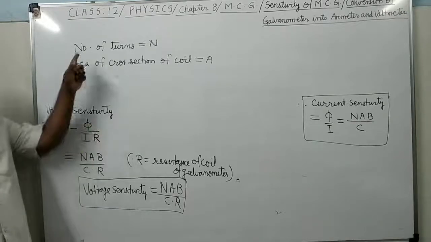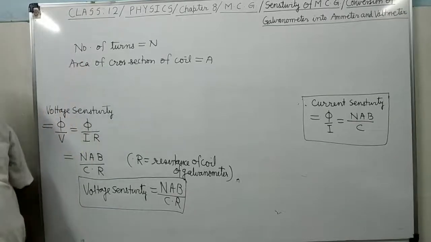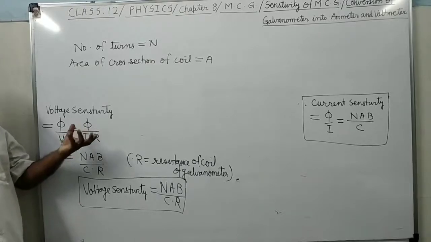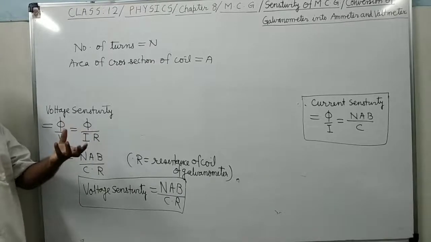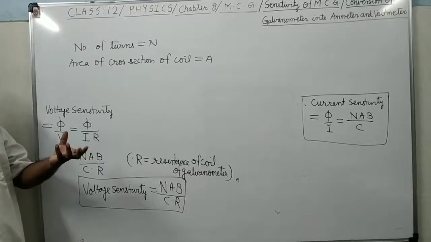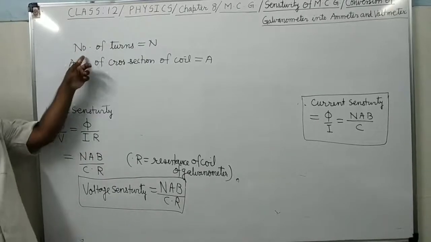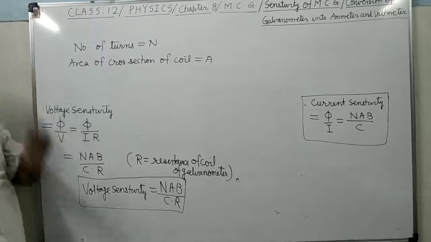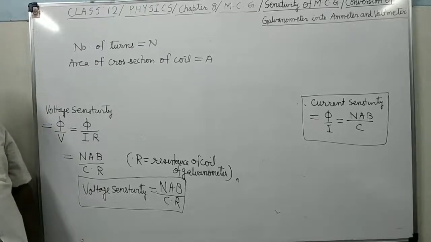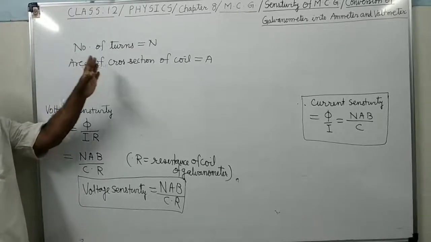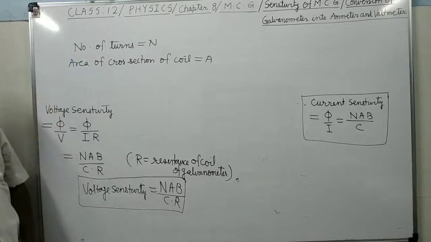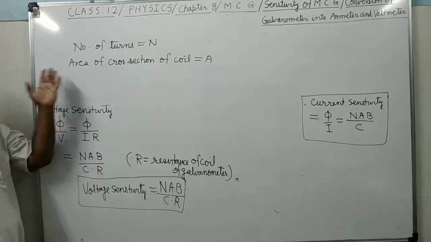As well as these two will also increase the weight of the coil. If you increase the number of turns and area of cross section, the weight of the coil will be increased. Is it clear? So we cannot increase the value of N and A to a very high value. It can be increased, but cannot be increased to a very high value because of these restrictions.